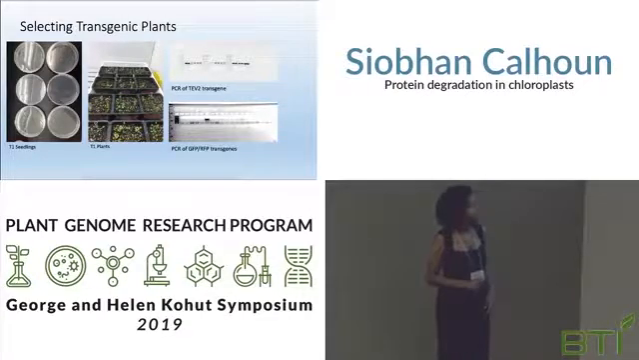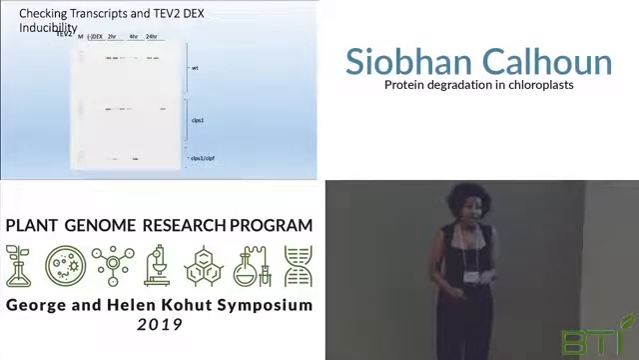Perfect. You can see our GFP and our RFP proteins on the bottom. It's kind of hard to see. They're a little fainter, but they're also there as well. So we take our transgenic plants, we know for sure, and we move on to our next step. And the next step is checking transcripts and dex inducibility.